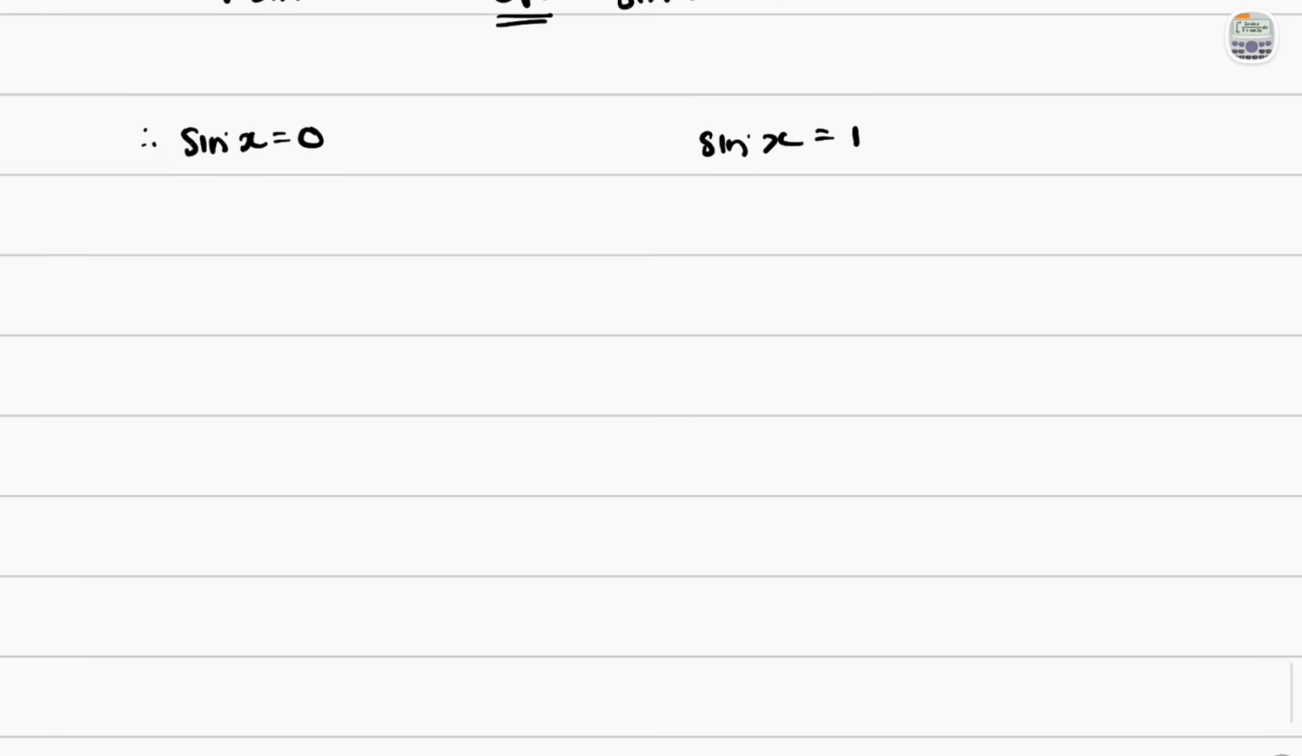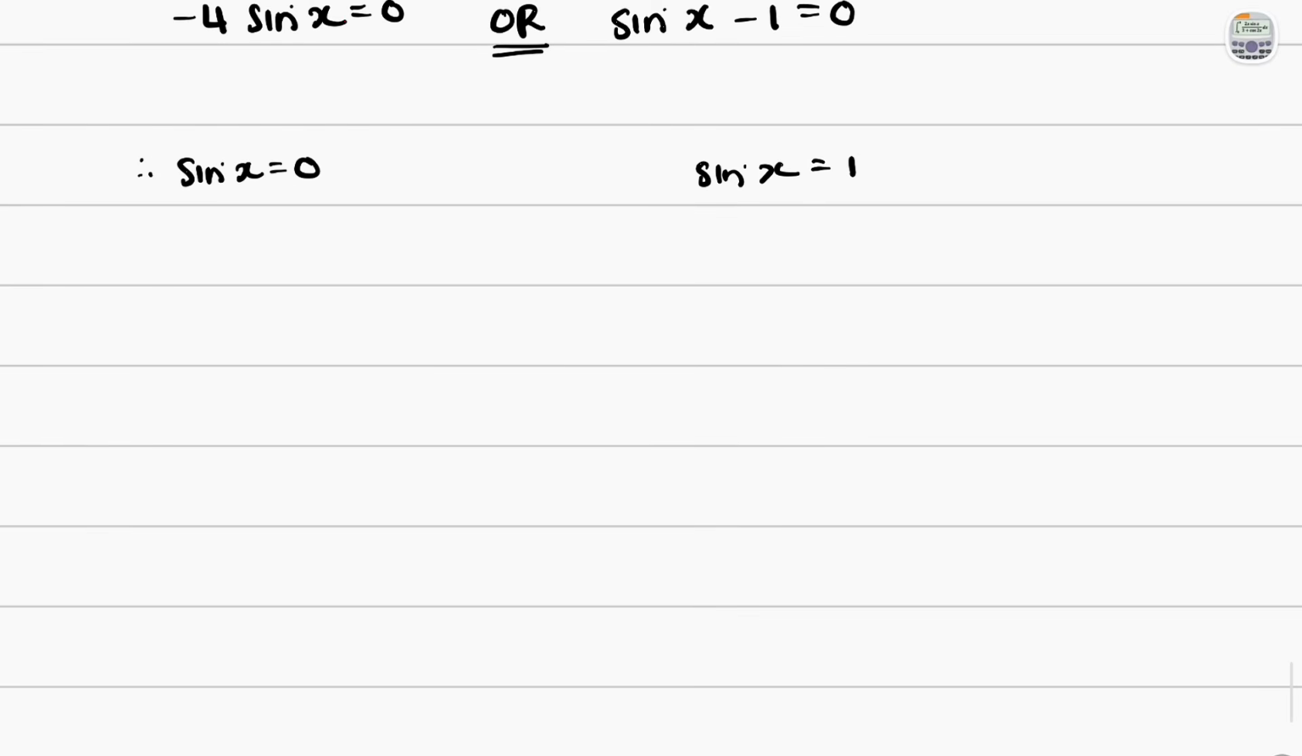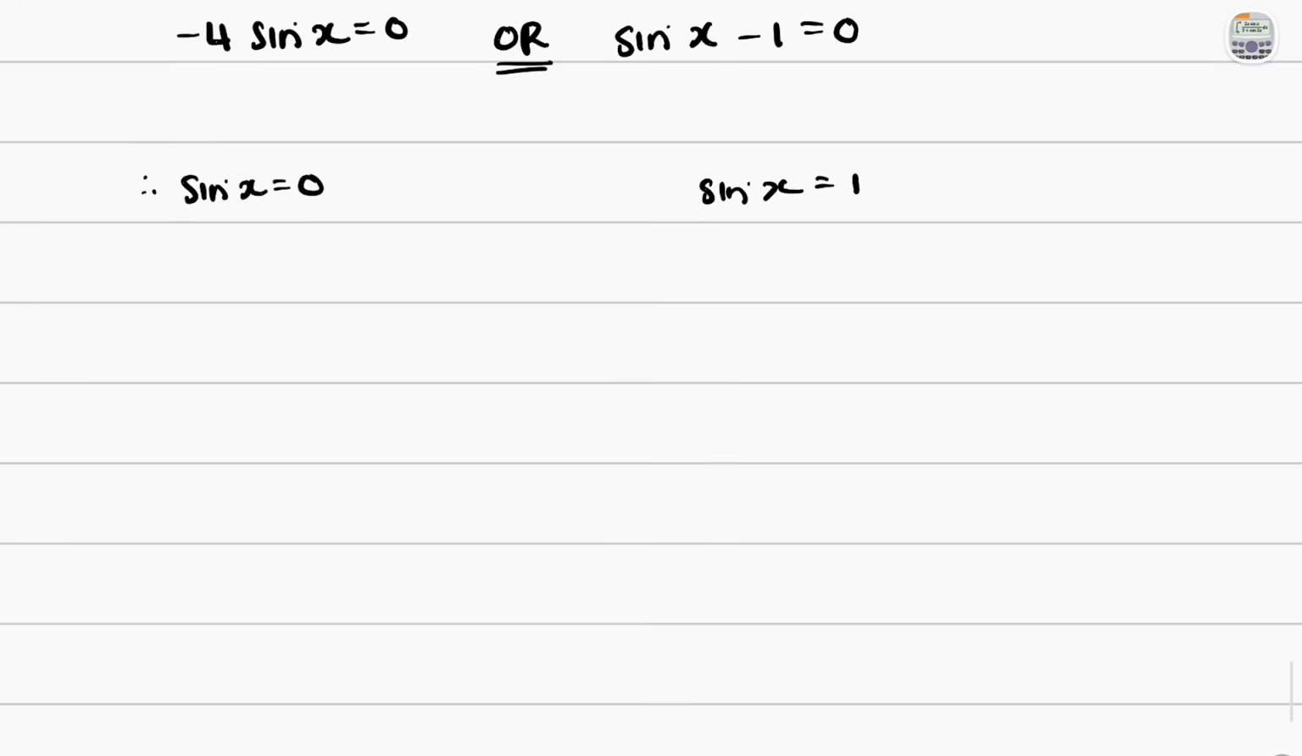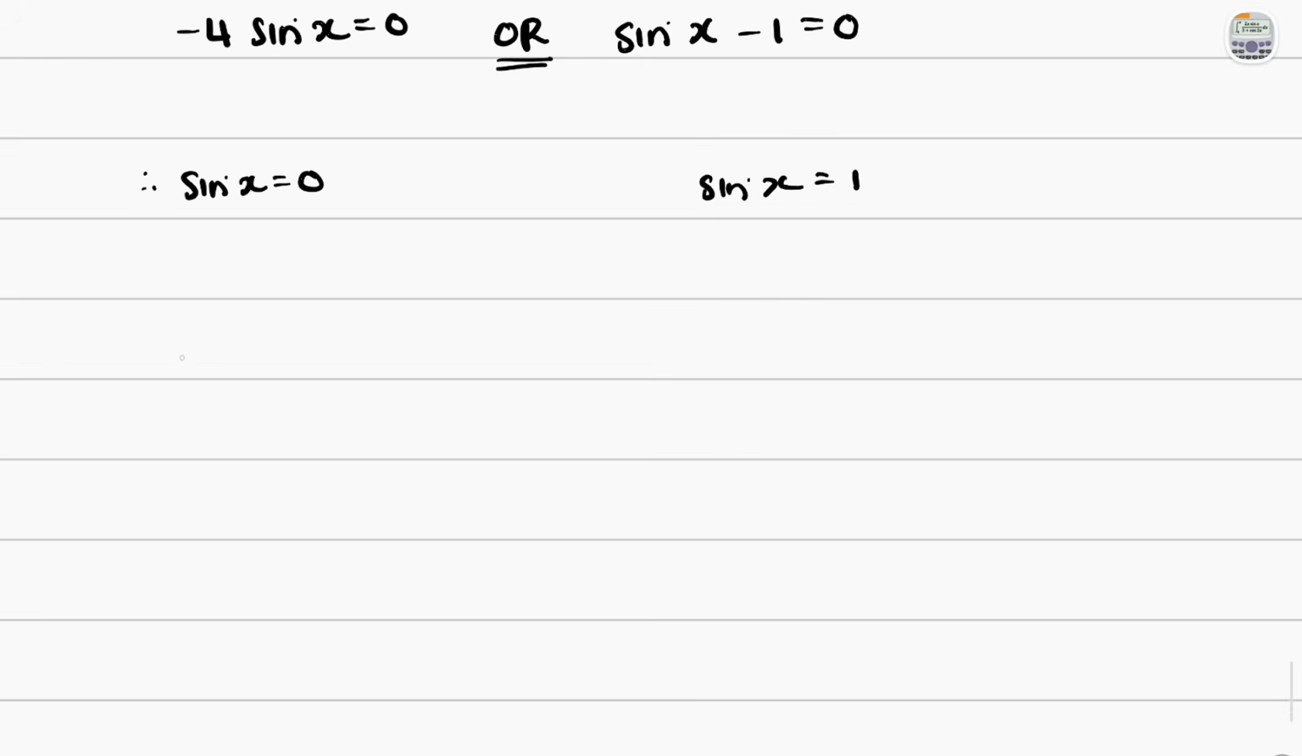You can choose to use the CAST diagram. You can use your actual graph to solve for this, and that's what I'm going to do. I'm going to use the actual sine graph, seeing that they're both sine. So let's look at where sine x is equal to 0, and let's find that reference angle. The sine graph looks like this. It goes like this and then goes back up like that.